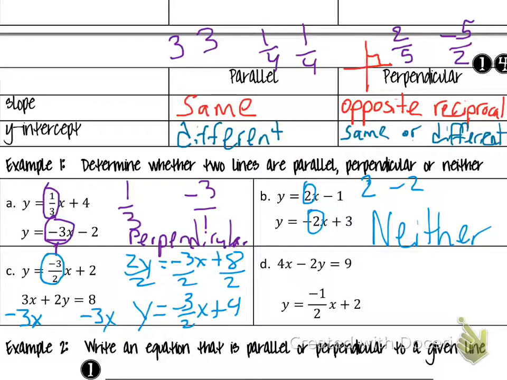Okay, now let's look at the slopes. Negative 3 over 2 and negative 3 over 2. So the slopes are the same, so they are parallel.